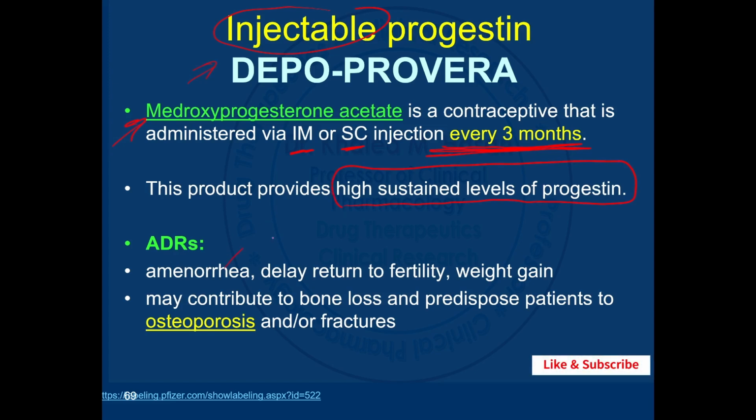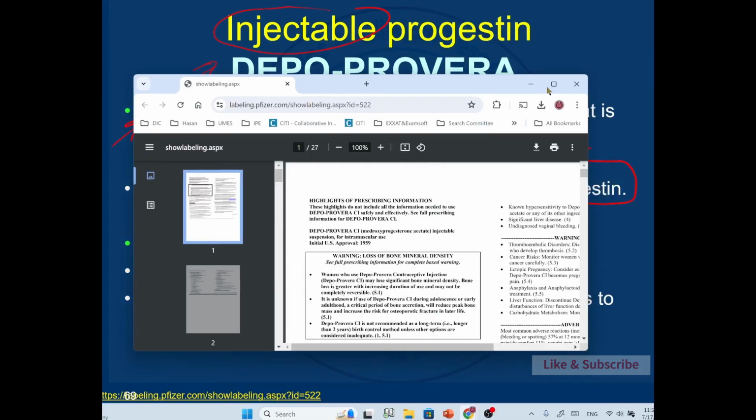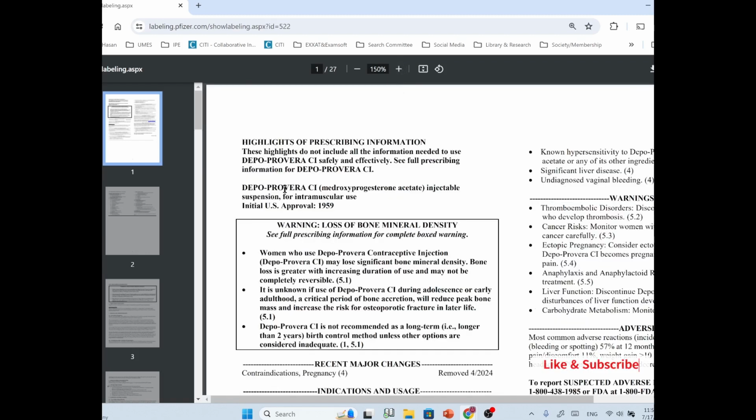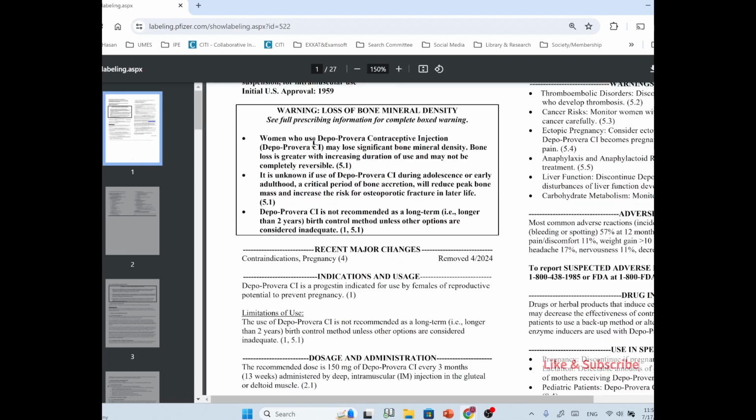Patients may suffer from amenorrhea, delayed return of fertility, weight gain, and it may cause bone loss and predispose patients to osteoporosis. I would like to click on the medroxyprogesterone information. Okay, this is what we have here. I will share the screen with you. And this one, maximize. So this one here, Depo-Provera, medroxyprogesterone acetate, injectable suspension.